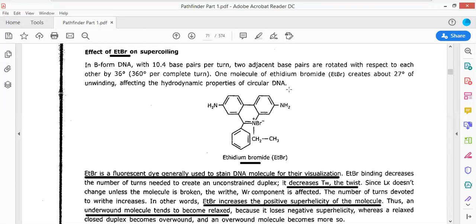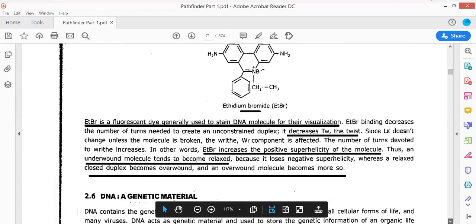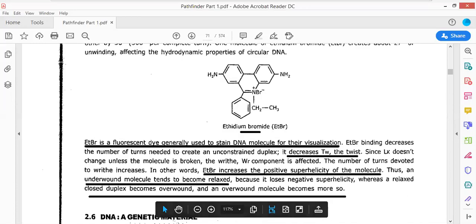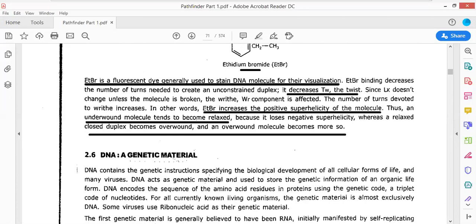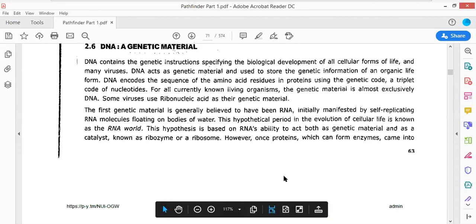Okay. One more thing has been asked: by how many degrees does ETBR rotate the DNA? It rotates it by 27 degrees. Okay, see, I have to move fast because I have to cover the syllabus also, else it won't be covered. You can just go through the recorded version of this lecture and visualize it again.